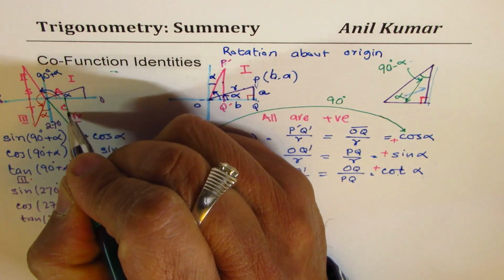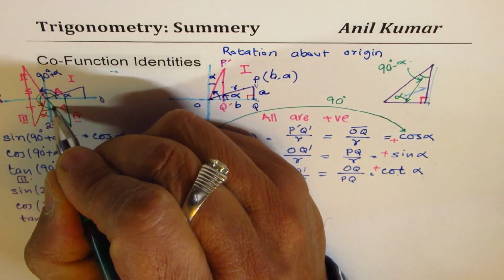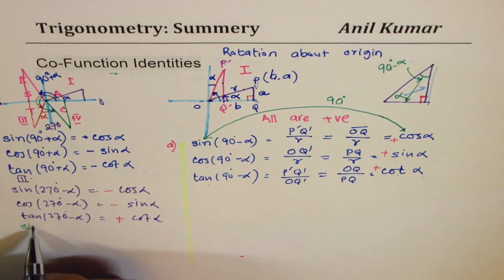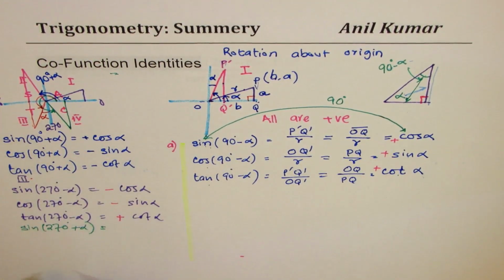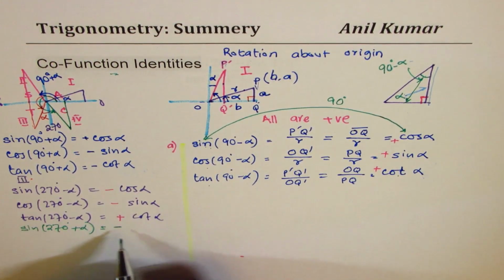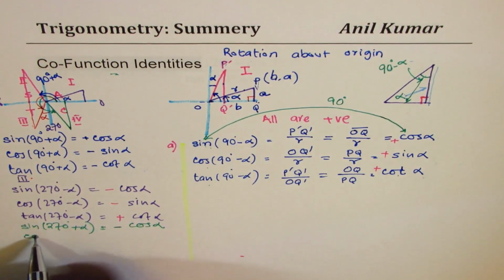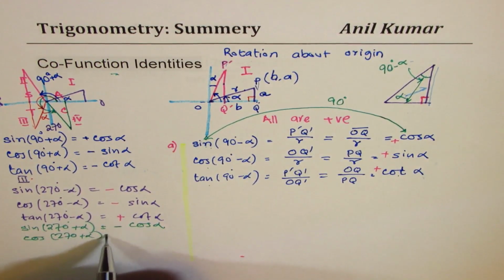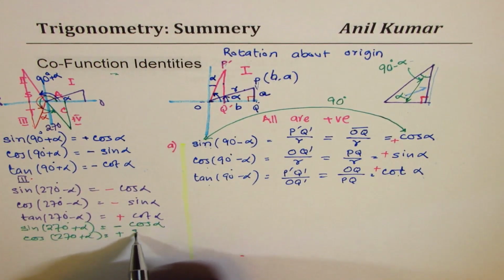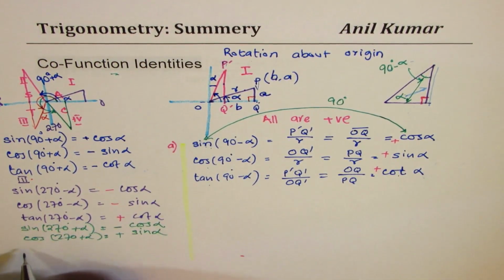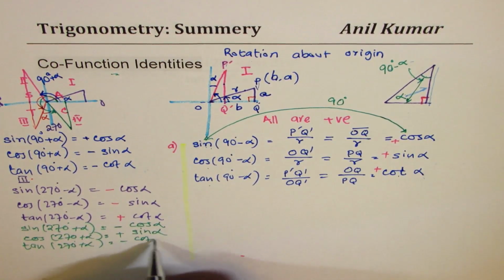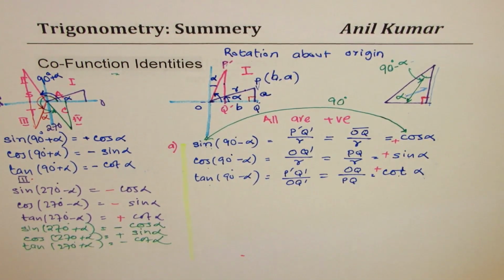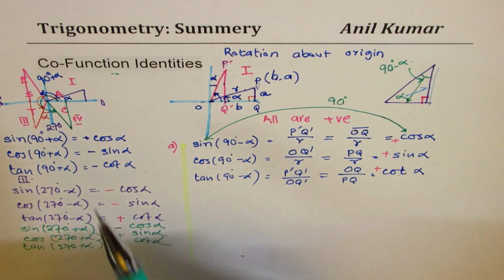So we could have a triangle like this, where the angle will now be what? Now we're talking about sine 270 degrees plus alpha. Since we are in quadrant 4, that should be negative cos of alpha. But if I say cos of 270 degrees plus alpha, cos is positive, so it will be positive sine alpha. Does it make sense? And for tan 270 degrees plus alpha, it should be negative cot alpha. Does it make sense?